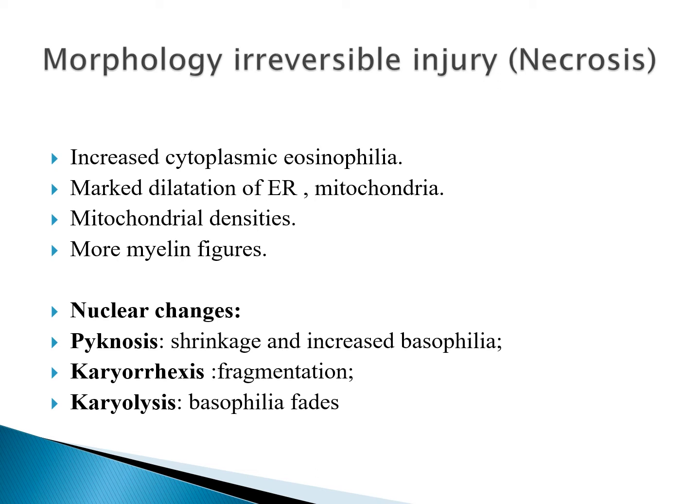And after this, sometimes the chromatin material will disappear. We call this karyolysis. The basophilia fades, so you will not see the nucleus anymore, and most likely this is as a result of the DNase, the enzyme that dissociates the DNA material. So all of these changes can be seen in irreversible cell injury, and here the cell is no longer able to get back to normal because all of the structural units of the cell are lost.